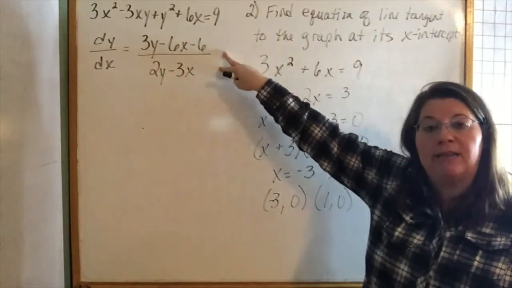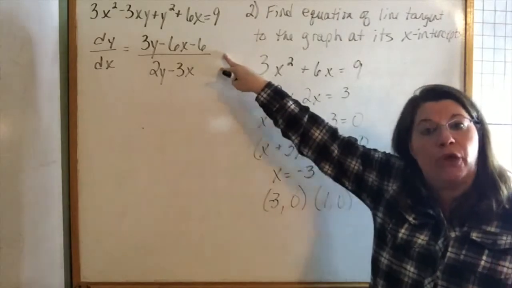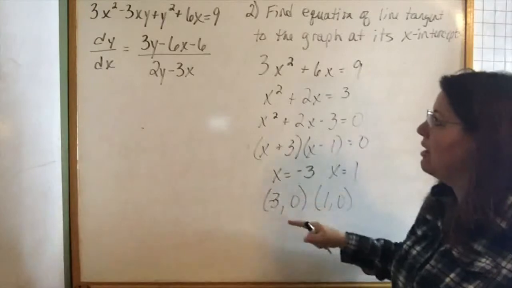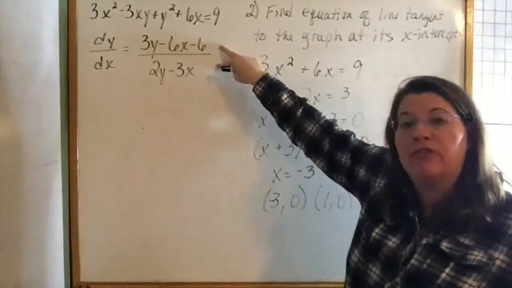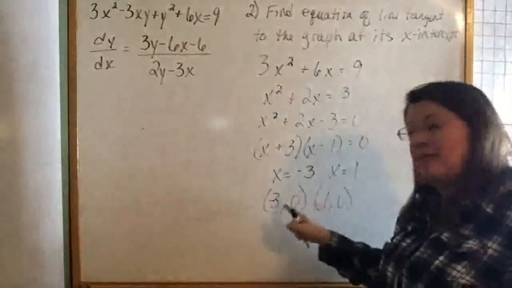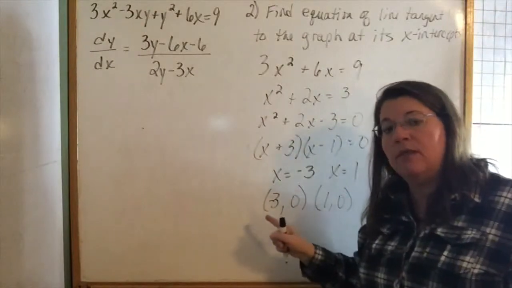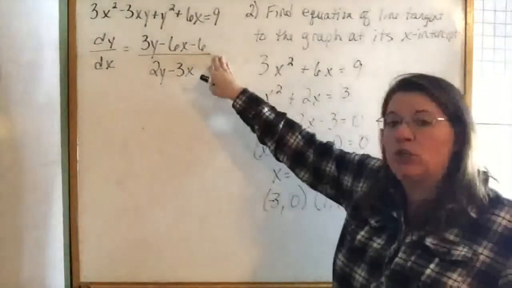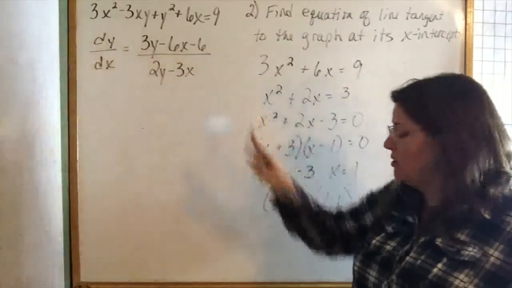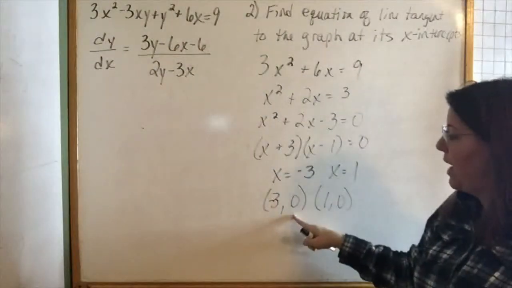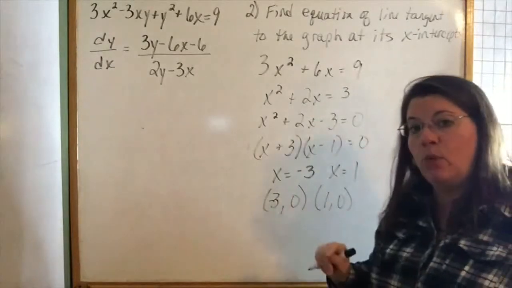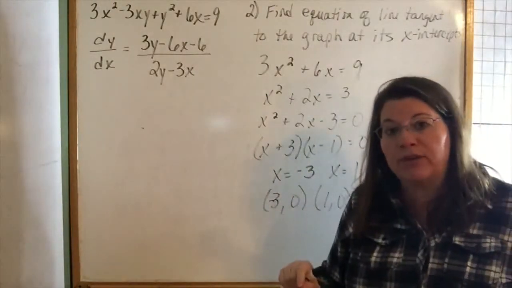Remember, dy over dx is the derivative. Derivative represents slope. So if I have the full ordered pair, I can plug that ordered pair in for x and y to find the slope of the line at this point. So I'm finding the slope of the tangent line at negative 3, 0 when I plug it into the implicit differentiation. So I'm going to do that for negative 3, 0, and then I'm going to do it for 1, 0, find the two slopes that go along with these points, and then write the equations for their tangent lines.